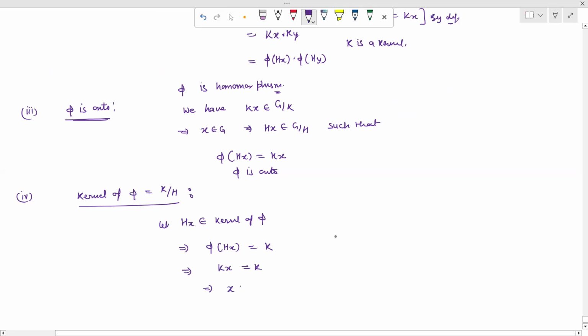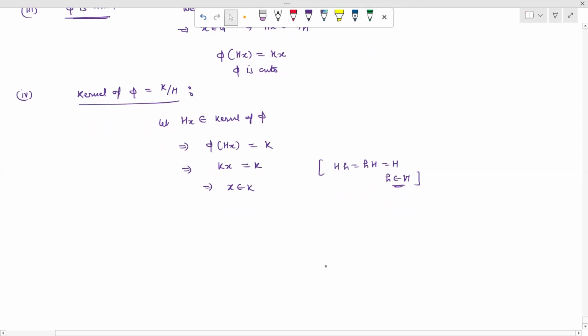So this means that x belongs to K, because we know the definition that Hh is equal to H, so the small h also belongs to H. So by this definition we use Kx equal to K, so x belongs to K. So when x belongs to K, this can be written as hx belongs to K over H. So we can say that the kernel of phi is a subset of K over H. So this is our equation number 1.